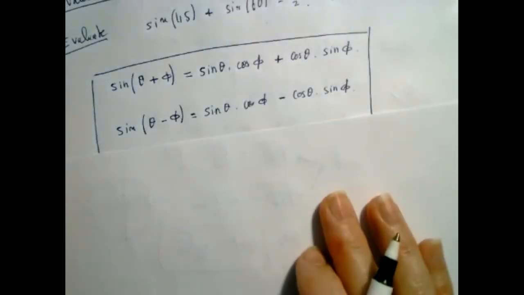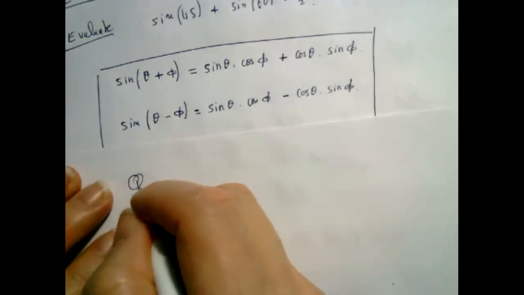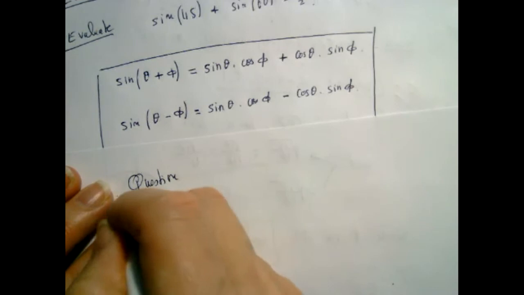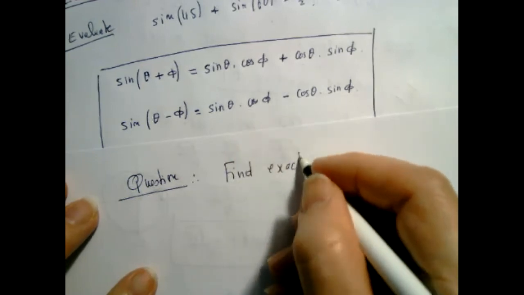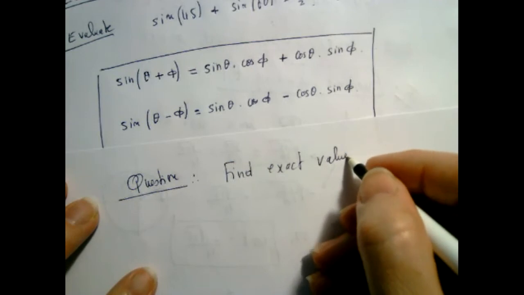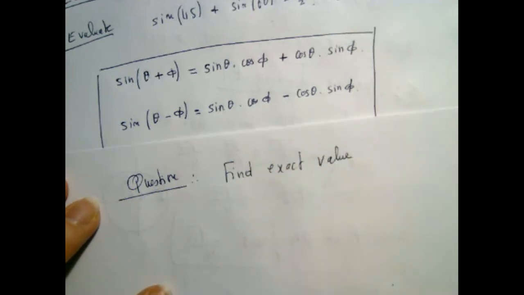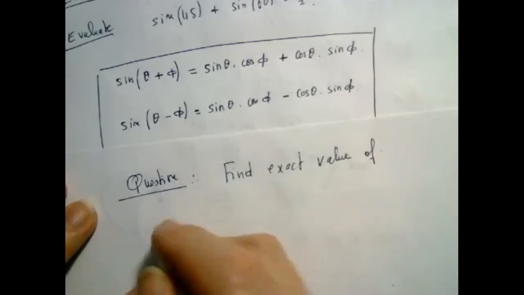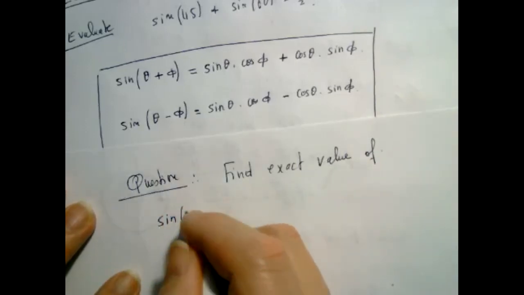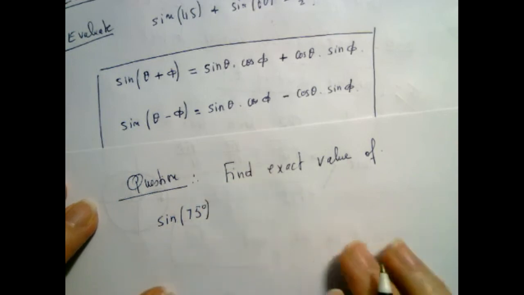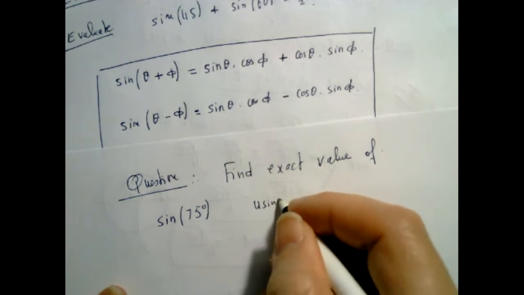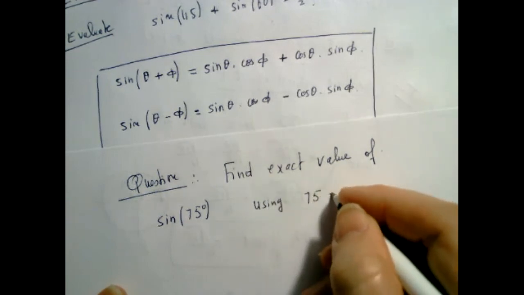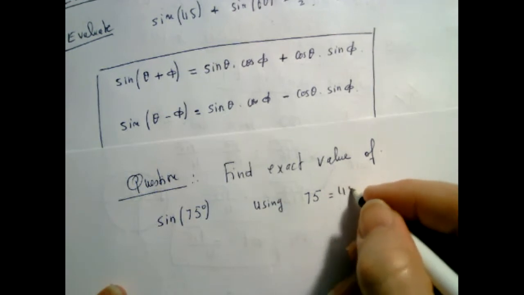So, question or problem? Okay. Find the exact value. The exact value means if the answer involves a square root, I want you to keep it. The exact value of sine of 75 degrees. So we're practicing this using the following fact: the fact that 75, I can write it as 45 plus 30.